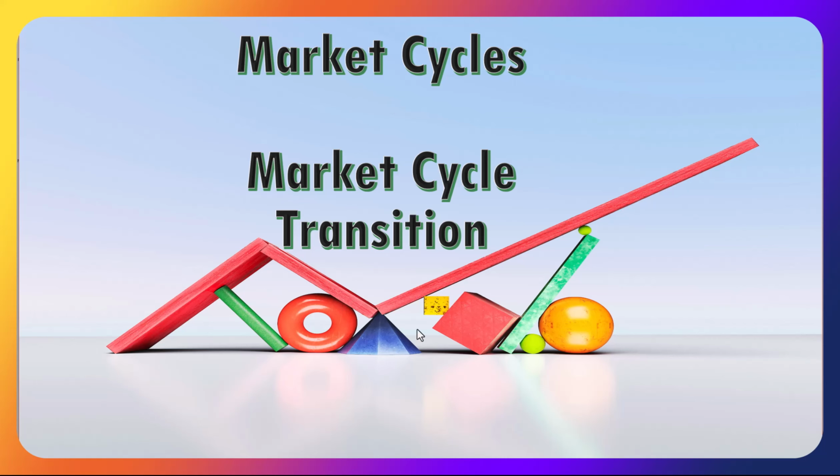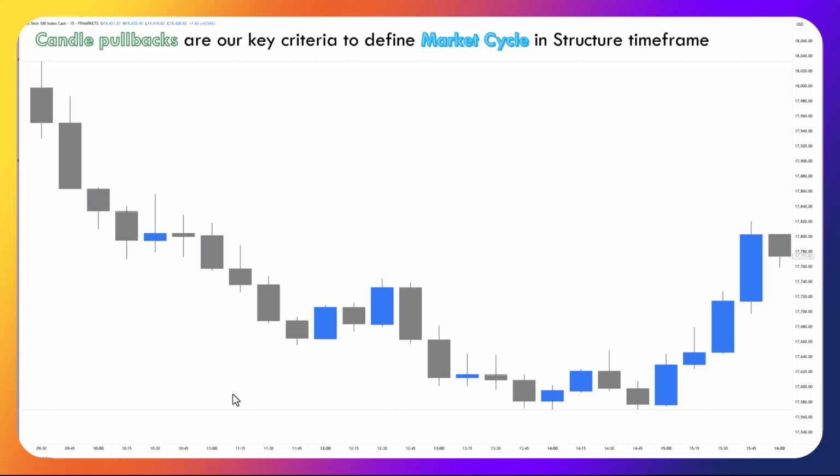But before we do that, we need to know a very critical idea: how to identify market cycles and their transition. To know that, you need to learn what a pullback is, on the candle scale. I'm going to teach you some ways to identify pullbacks, and later we're going to work with these pullbacks and different kinds of swings and legs that we talked about in the previous lessons.